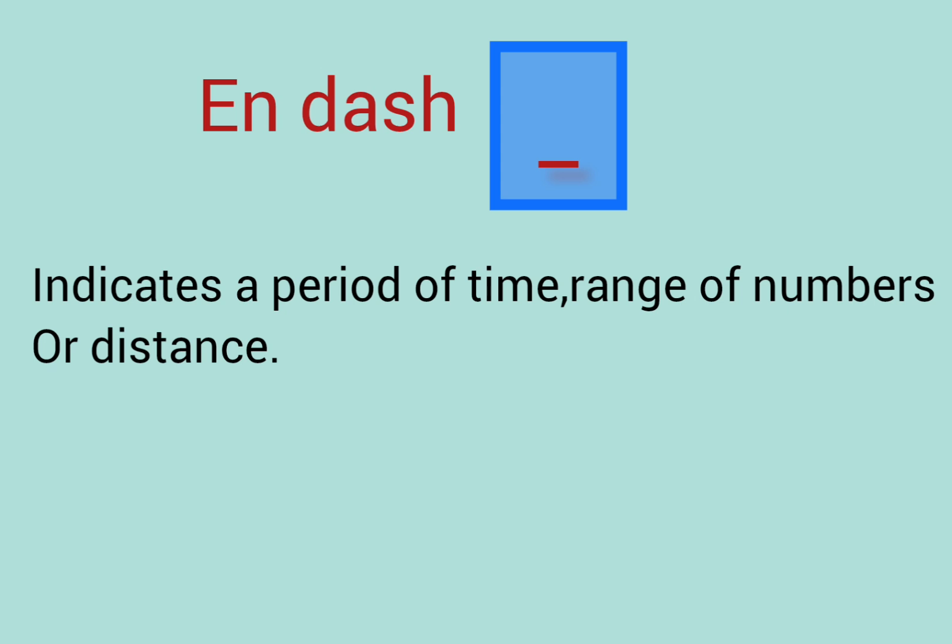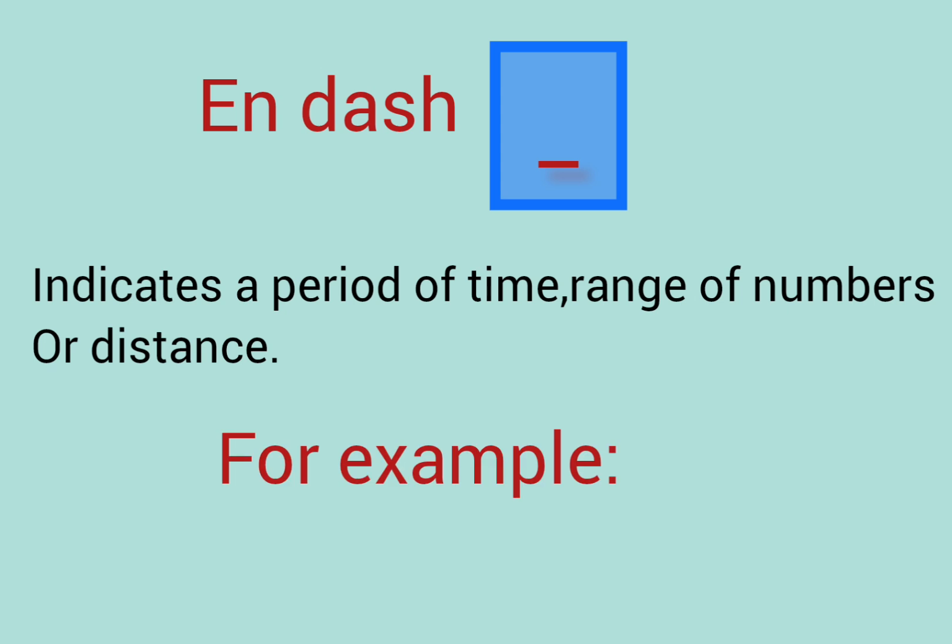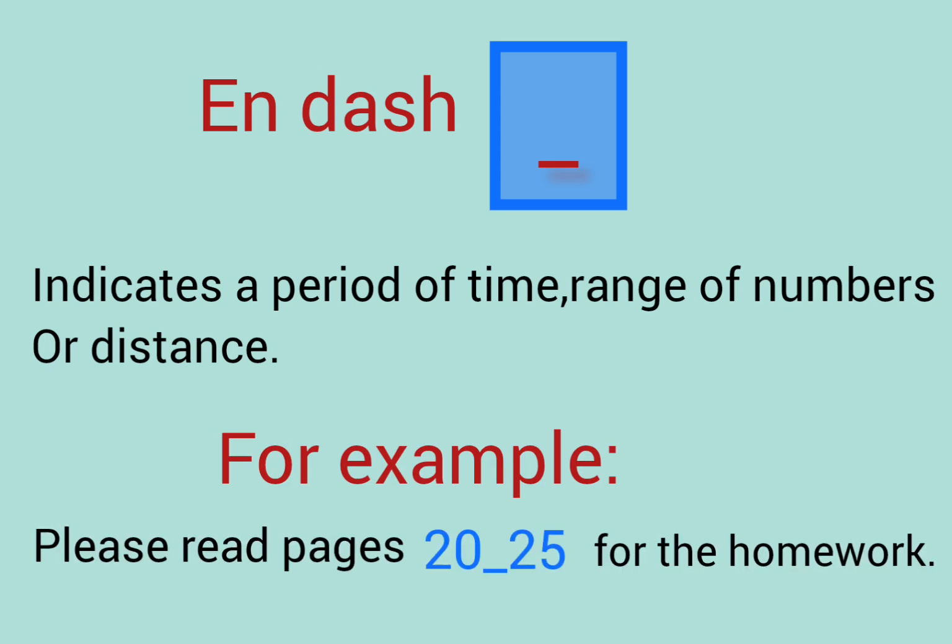And dash. An en dash indicates a period of time, range of numbers, or distance. For example, "Please read pages 20–25 for homework." 20 to 25 are the numbers.